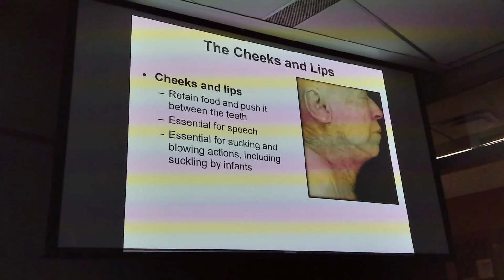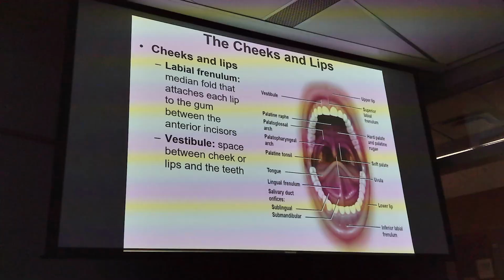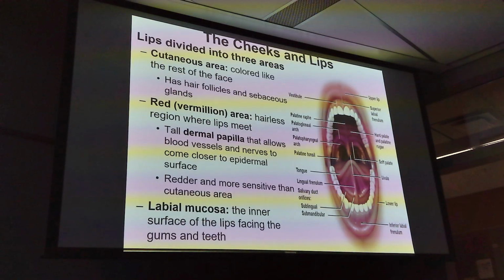Cheeks and lips. Go back and think about the muscles that we learned in 241. This is a sphincter. These are sphincters, you know, your kissing sphincter. That's one of my quiz questions. And then the lips and all that kind of stuff.